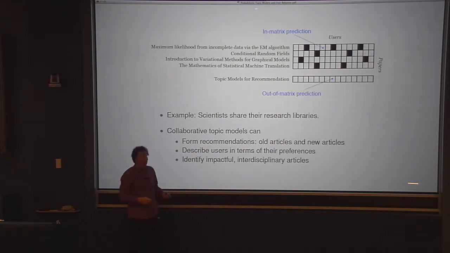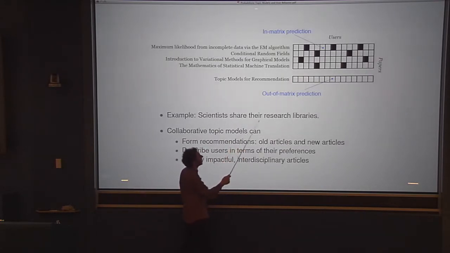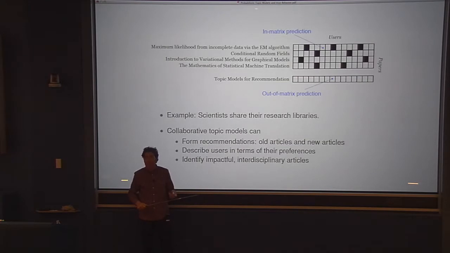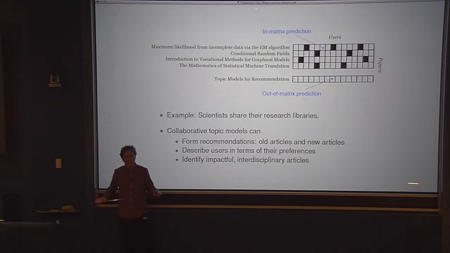Well, with collaborative topic models applied to both the text of the papers and this kind of user behavior matrix, we can form recommendations in two ways. One, we can recommend old articles to people. So we can recommend the conditional random field article, which is a classic old article, to someone who is just getting involved in machine learning. But we can also recommend new articles. So here's topic models for recommendation, an article no one has read yet. We can recommend that article to people using these kinds of methods. And then, I think this is most interesting, we can identify impactful and interdisciplinary articles. This is what I mean by we can use the reader patterns to learn something about how the documents are organized. I'll show you that.